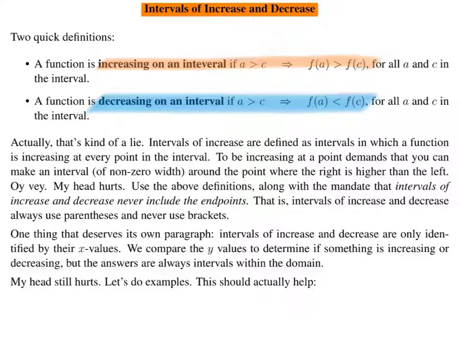And then, well, the next paragraph says that's actually a lie, because functions are increasing at points if you can make a neighborhood around the point, and I'm seriously getting a headache trying to talk through this, and I can't imagine how terrible this sounds to you. But the truth is, it's not that bad. So, one thing, the intervals of increase and decrease do not include the endpoints. And I mean that so much that I triple highlighted that right here, which actually makes it hard for you to see. Oh well. So when we do this, you'll see that the endpoints are not included.